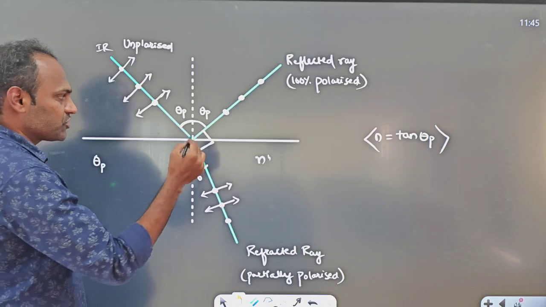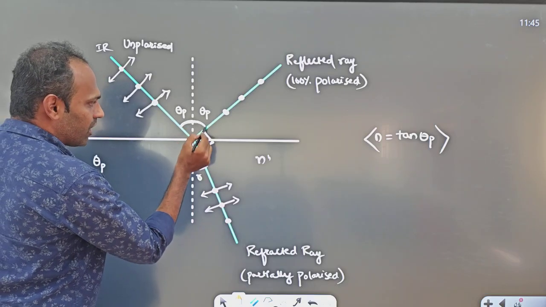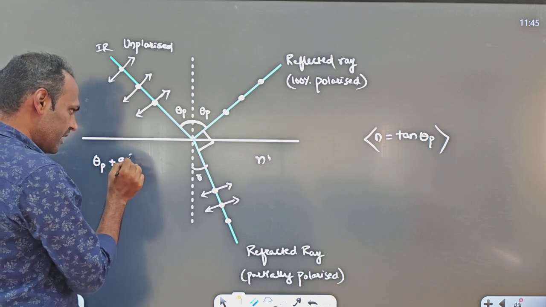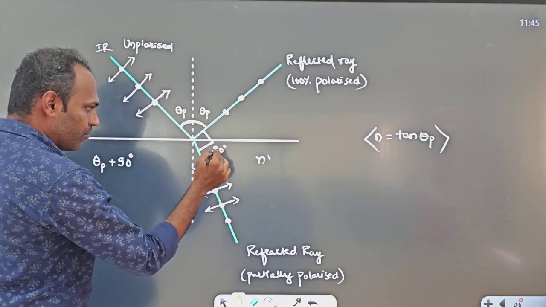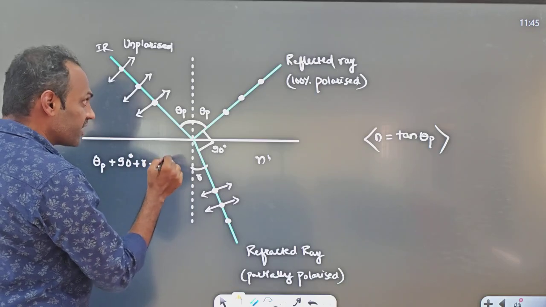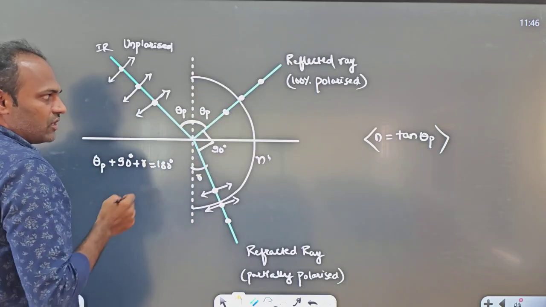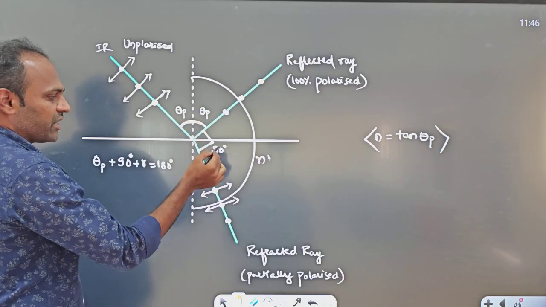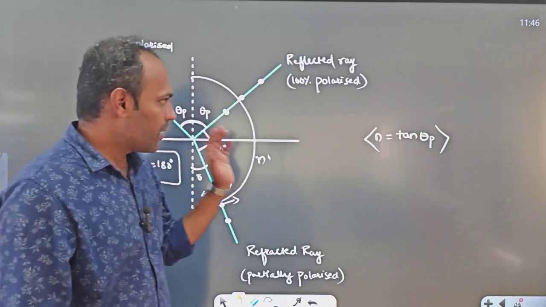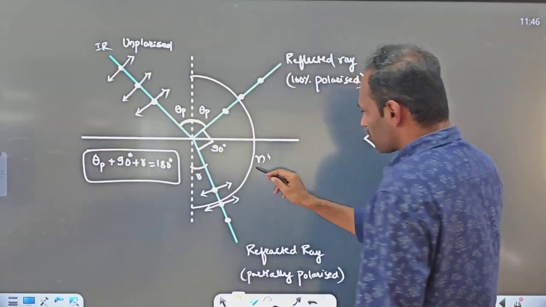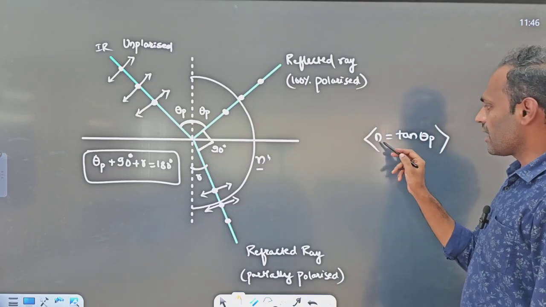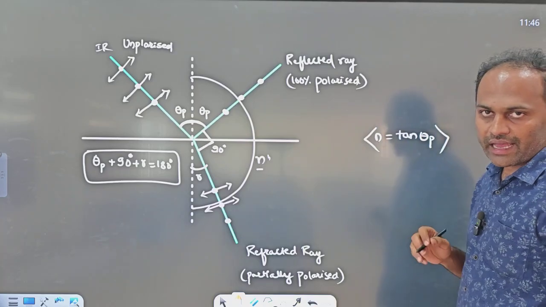See, according to the law of reflection, whatever the angle of incidence is, the angle of reflection will be the same. So theta p plus 90 degree plus the angle of refraction r, together this will be 180 degree, right? So within 180 degree, the three angles are theta p, 90 and r. Remember this relation. And by this we will get a relation between the refractive index of the material n and the polarizing angle: n is equal to tan theta p. This is the relation between refractive index and polarizing angle, right?